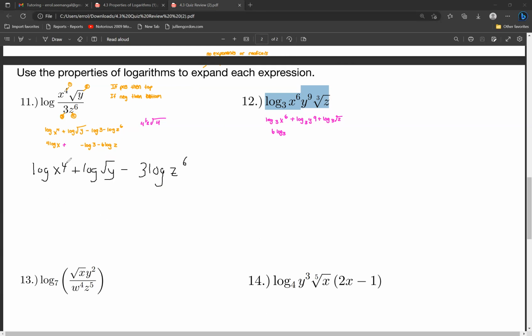Okay, the 4 that's in the exponent on this line, you're going to bring it down. So 4 log x. You know that root y is what exponent right here? Half. There you go. So bring down your half here, plus half log y, minus this one here. Let me think about this one. I'm thinking leave the 6 up there. 3 log z^6.